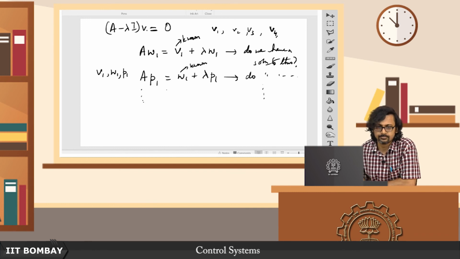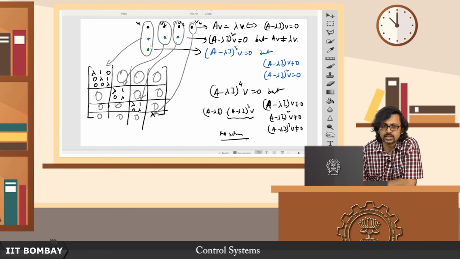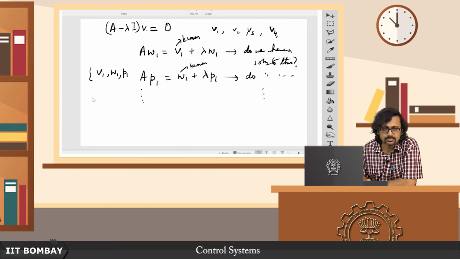this p1 here and this w1 here. So it turns out that in this case, because there is a chain of size 3, the maximum size you will get for any of those, starting with any of those vectors v1, is a size of 3, so it will terminate here. Then you start with, let us say, v2.